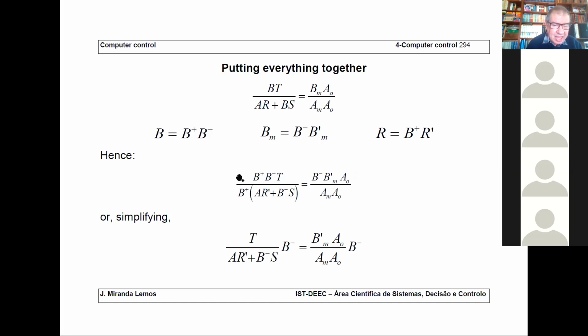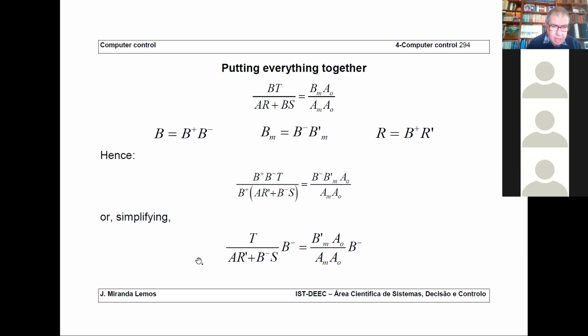Usually we say cut, but you should be careful because when you cut a zero with a pole, you are considering a different system that has a different transient response. You are canceling poles, and poles correspond to something that affects the transient response. But since the roots of B plus are inside the unit circle, these terms correspond to a transient that goes to zero. So we just say we cancel them.